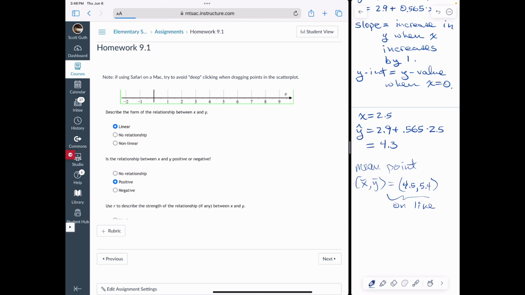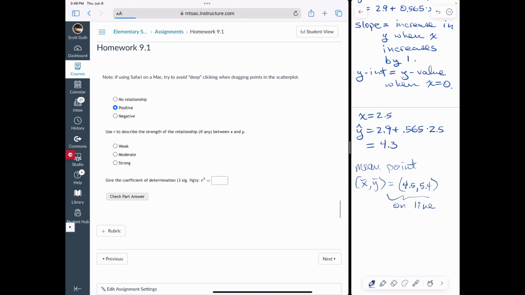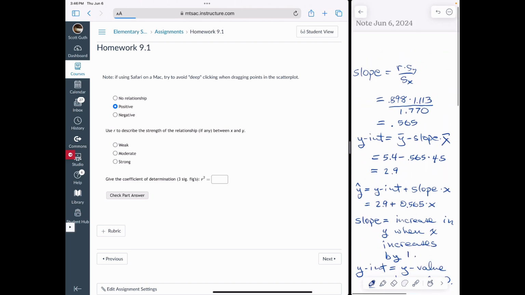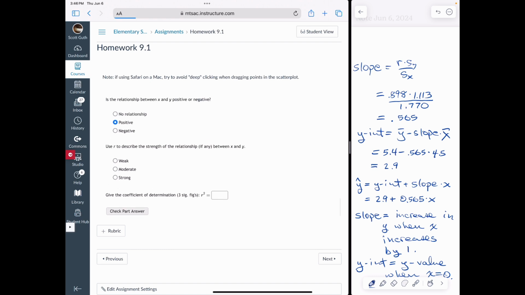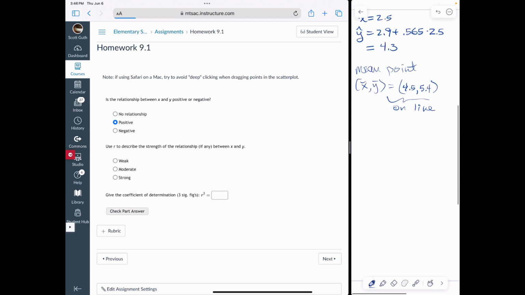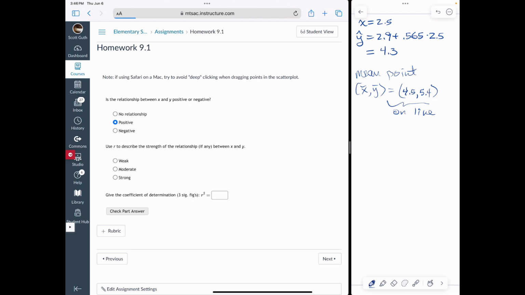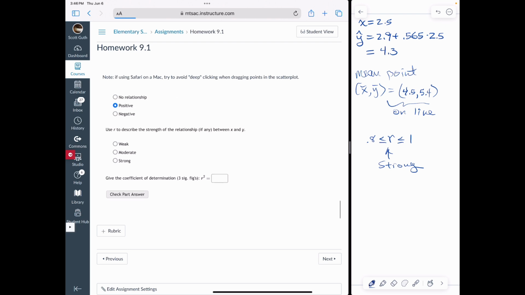Okay. And then they're going to ask us about the strength of the relationship. Is it weak, moderate, or strong? I've got my R value here of 0.898. And what we said was if R is between 0.8 and 1, that's a strong positive relationship. You want to look in your notes at 9.1 to see the other categories here. Okay, so we'll just call this strong.